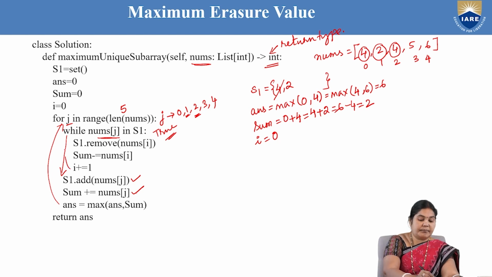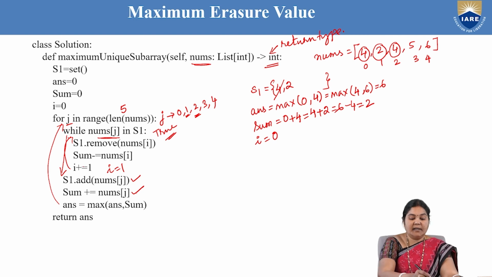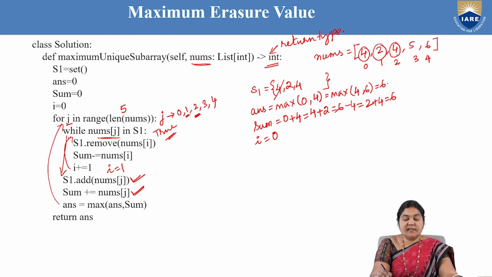Okay, now i becomes 1. Now again you check the value of j. j is equal to 2, and nums[j] contains 4. Is 4 in S1? No, now it is not there because we have removed it. So if it is not there, again you have to add it to the set and add it to the sum also. So again 2 plus 4 becomes 6. And is there any change to the max value? No, earlier the maximum was 6, and now also the sum is 6.